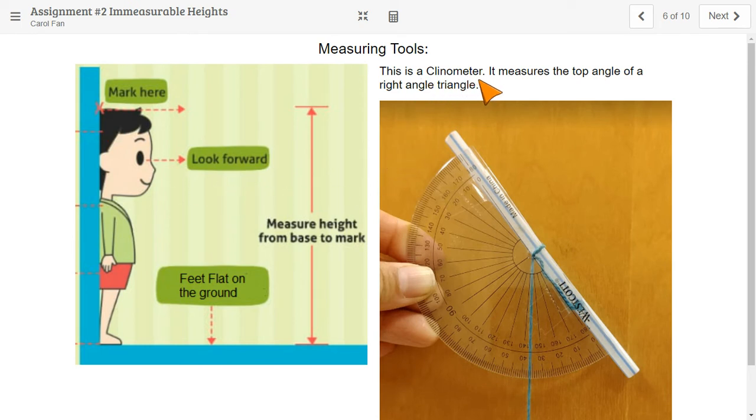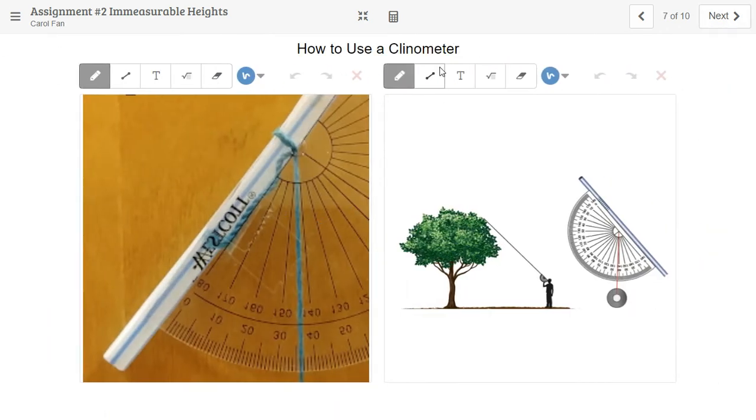This is a clinometer, and the clinometer will always measure the top of a right angle triangle. Okay, so how do you use a clinometer? You're here, and you're going to look through the straw up to the distant object. The string that's going down will give you the angle.